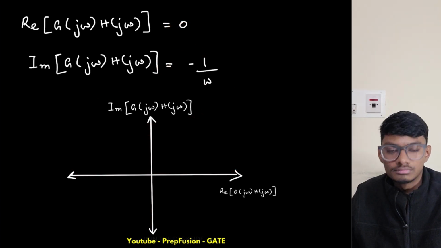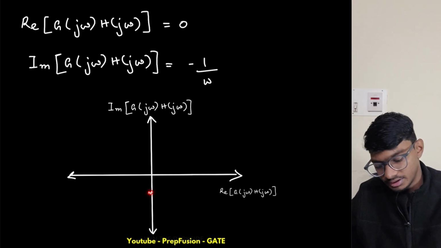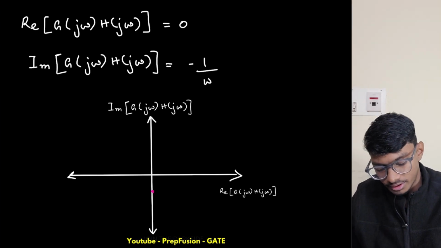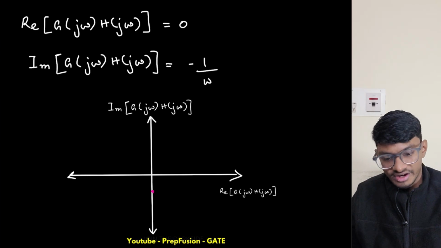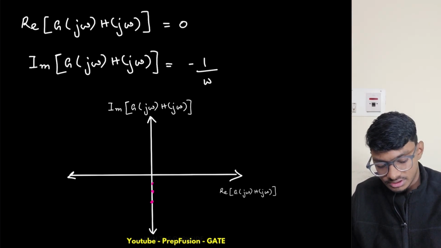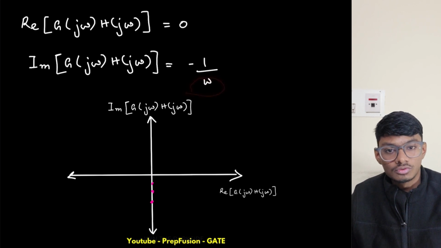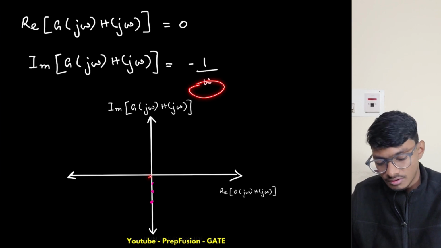So if I put, let's say, omega equals 1, it becomes minus 1. So this is one point. Then if I put omega equals 0.5, I get minus 2. And if I put omega equals 2, I get minus 0.5. This covers the whole negative axis basically. If I put omega equals 0, what happens? It becomes infinity, right? And if I put omega equals infinity, it becomes 0 itself, very high.